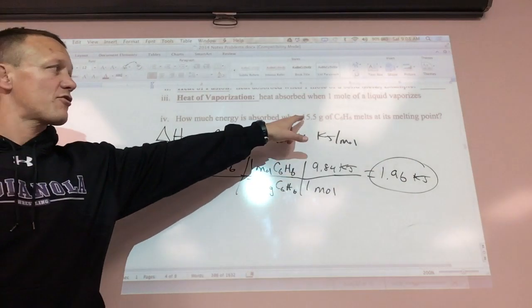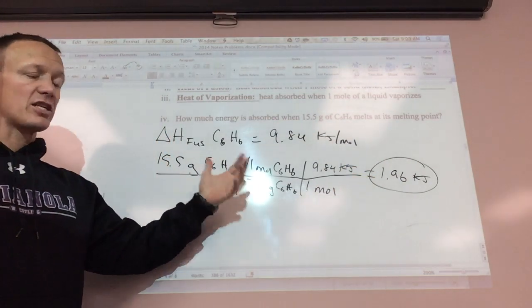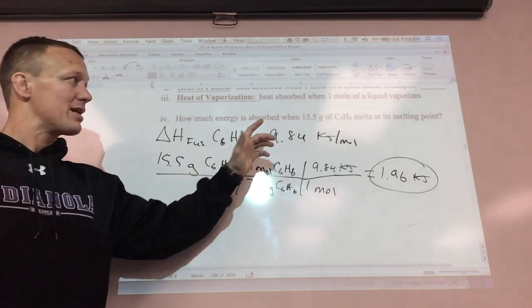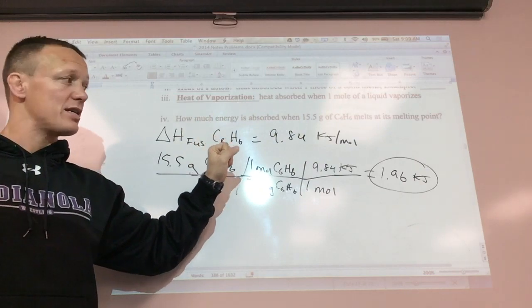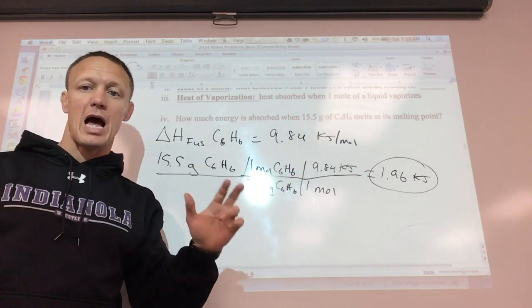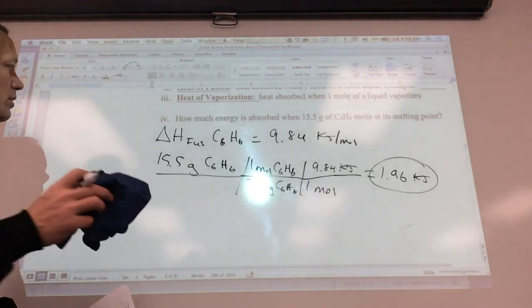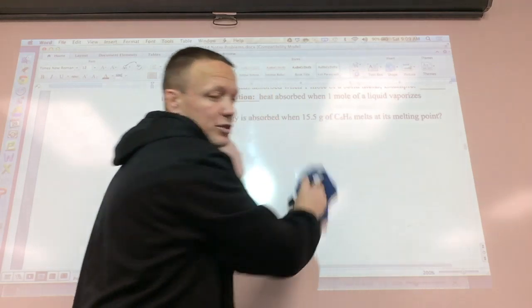So to make 15.5 grams of substance melt, you'd have to add that much heat. And vice versa. If I wanted to make 15.5 grams of this go from liquid to solid to make it freeze, I would have to remove that much heat. Okay, so just the opposite can be done as well. We'll use that a little bit later when we do some changes of state.